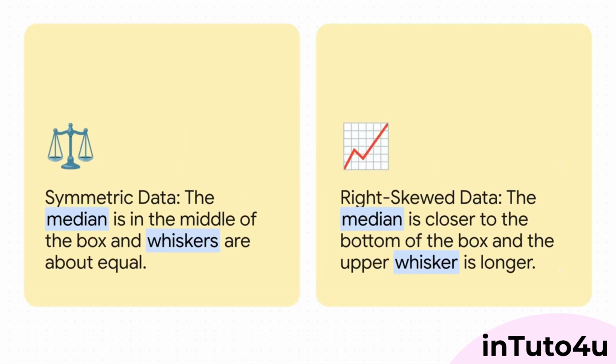And here's the really cool part. You can tell so much just from its shape. If the data's all nice and symmetric, that median line will be right in the middle of the box, and the whiskers will look pretty balanced. But if it's skewed, like this right-skewed example here, you'll see the median gets pulled to one side, and one whisker gets a lot longer. You can literally see the asymmetry instantly.